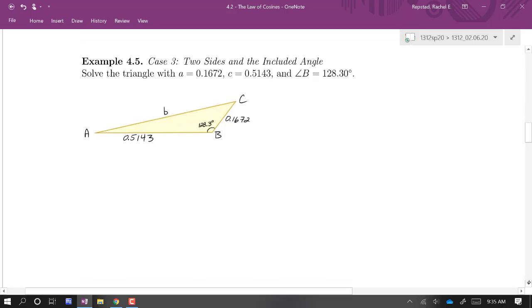Let's see what law of cosines tells us. If I want to use law of cosines to find side B, I'm going to use the version of law of cosines that begins B squared by itself. That's really how law of cosines is most useful for finding sides. So B squared equals A squared plus C squared minus 2AC cosine of B. Note that I know angle B, I know sides A and C, so I have everything that I need to plug in on this side. I'm just going to find B squared, take a square root.